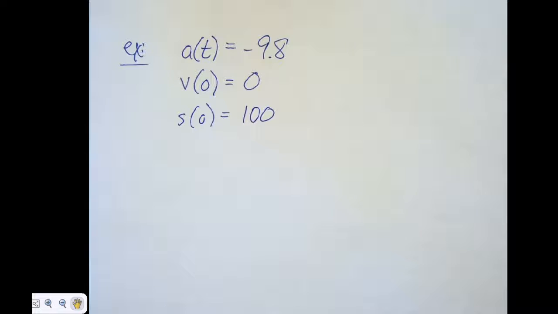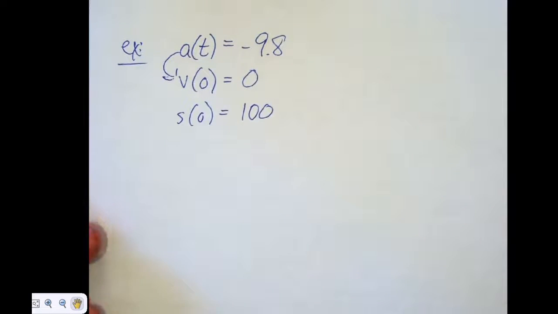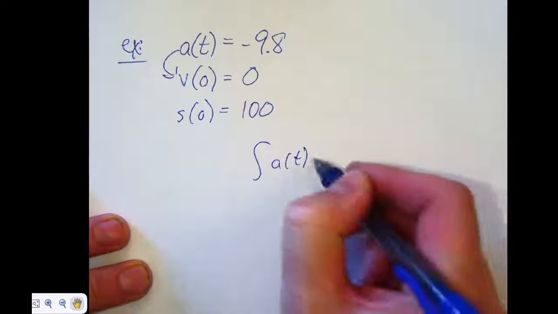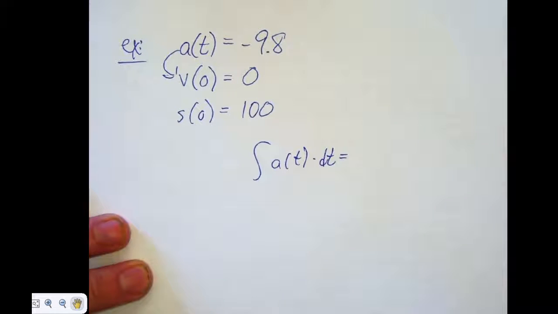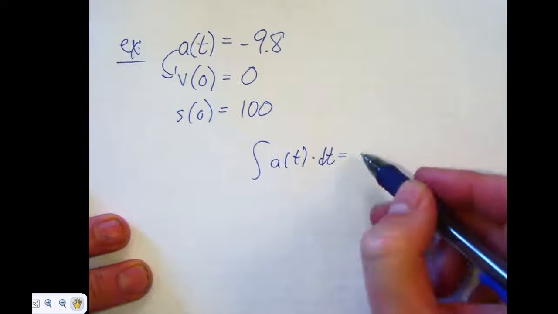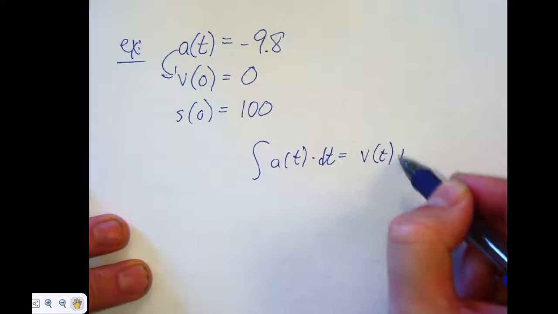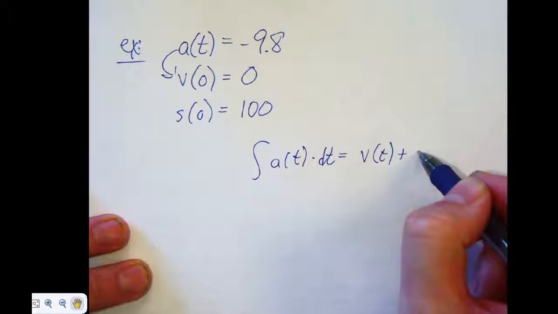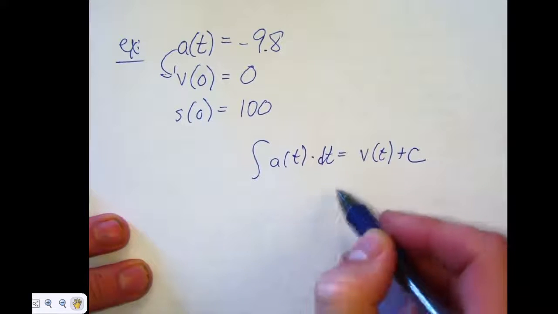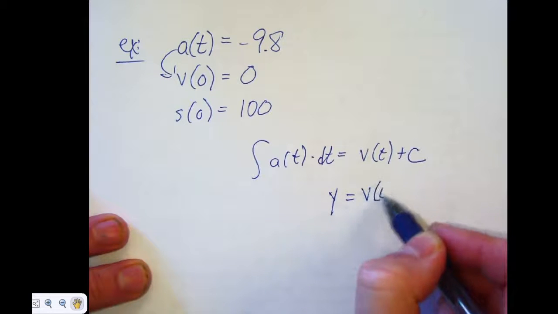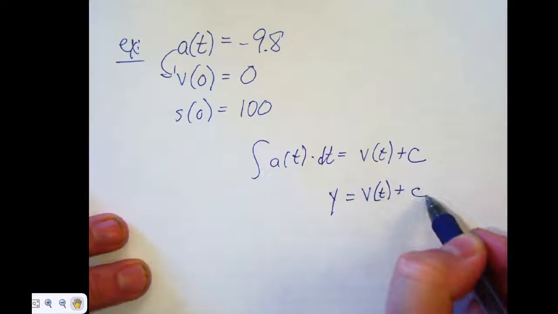Should I probably do this? Yes. Got it. How do I go from acceleration to velocity? Integral. So I'm going to integrate acceleration. That'll give me velocity plus c. So like y equals the initial velocity plus c.